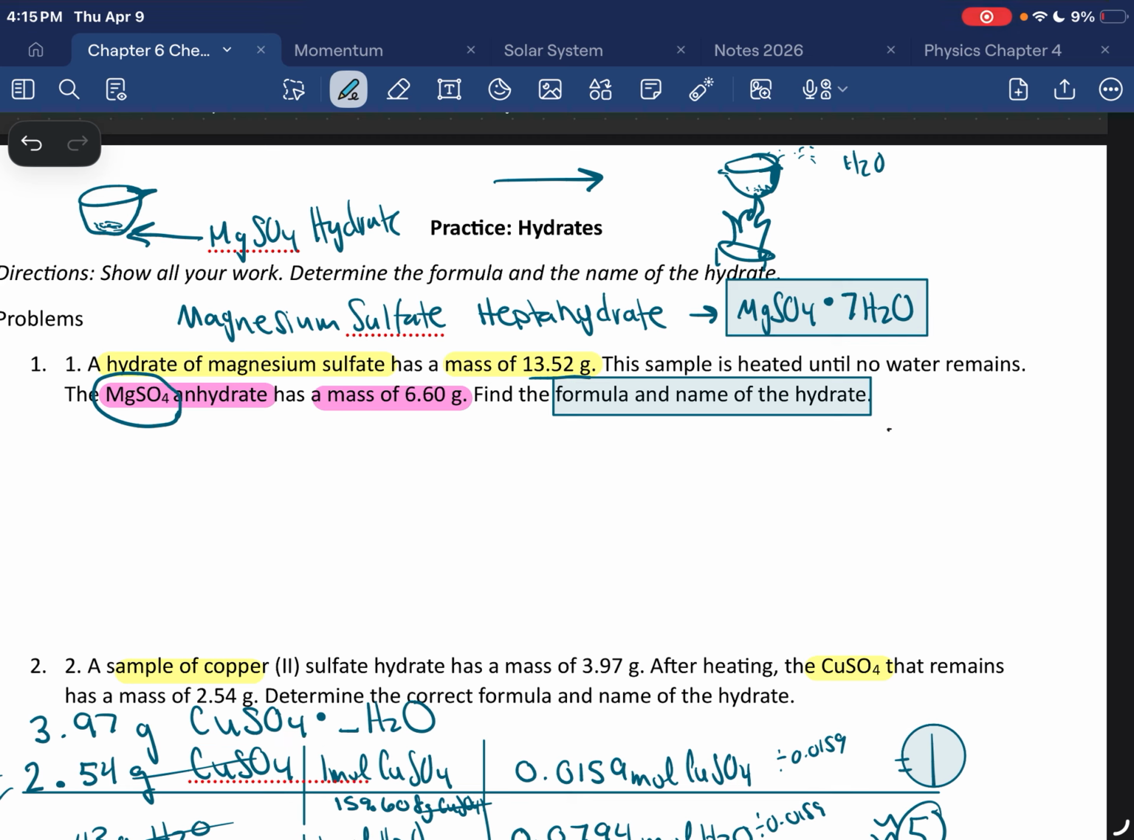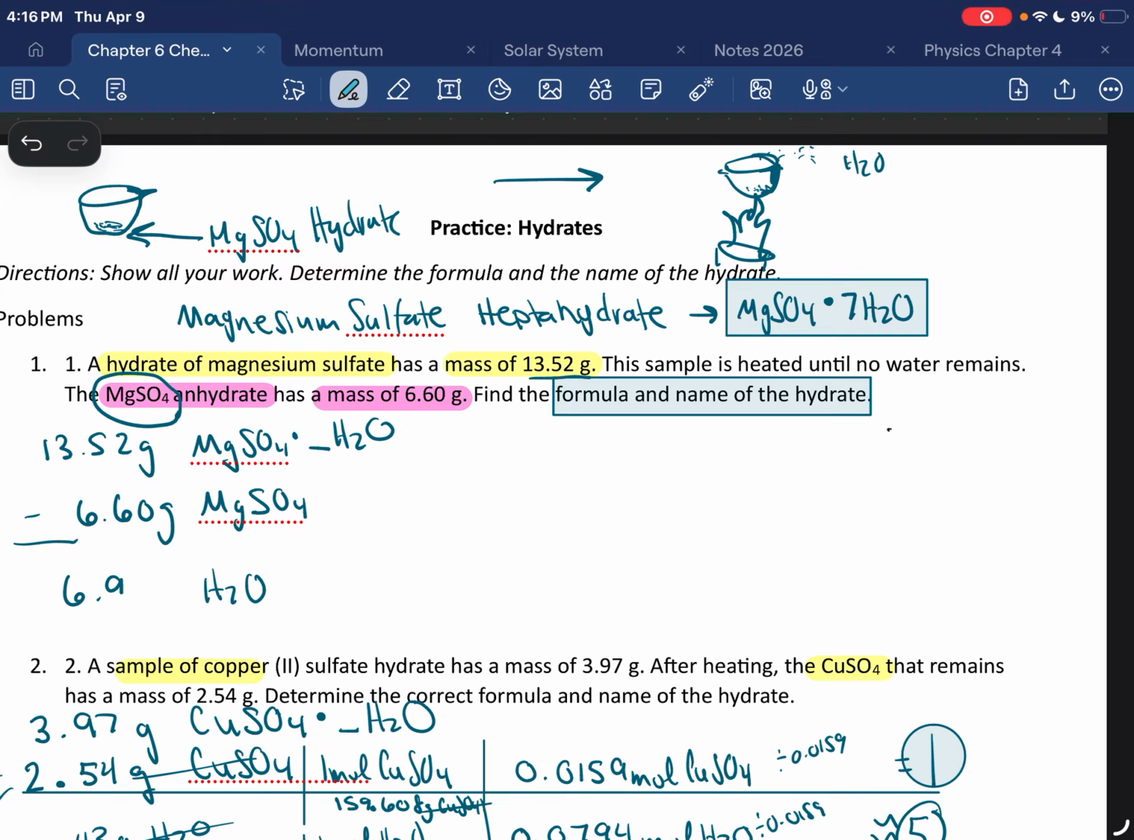So we're going to say then is if we're starting with 13.52 grams of MgSO4 dot something H2O, and I'm given that there's 6.60 grams of magnesium anhydrate, so the dry stuff when it comes out. I want to know how much water came out. Well, I just subtract that, and I get 6.92 grams of water came out.